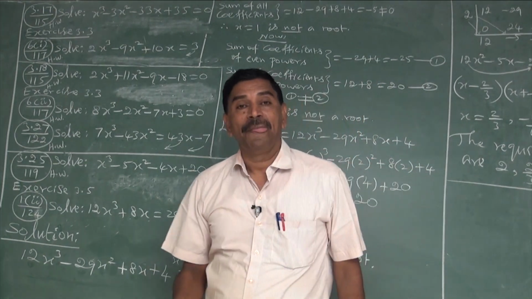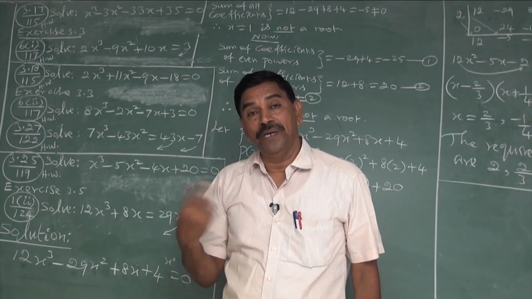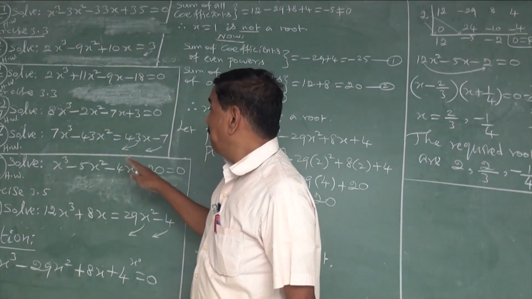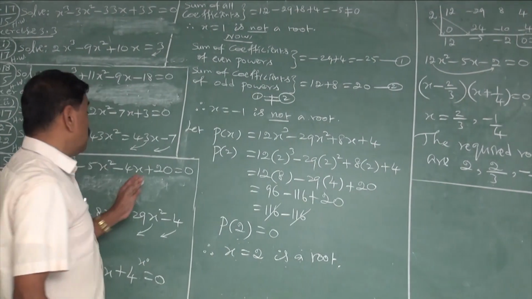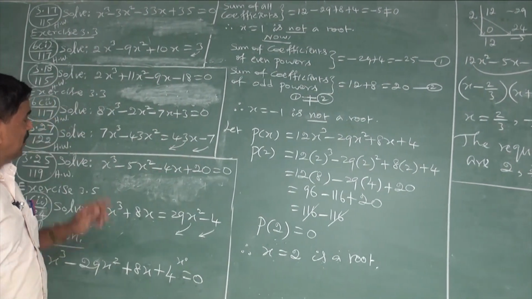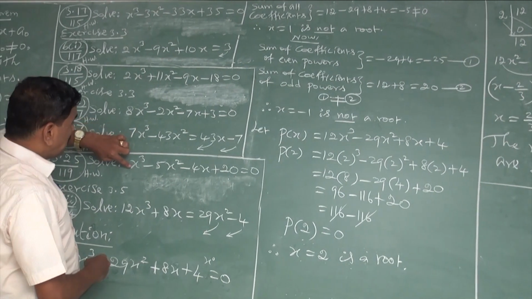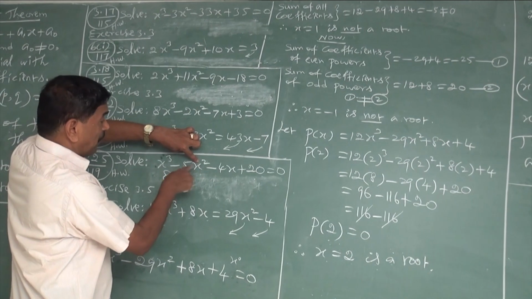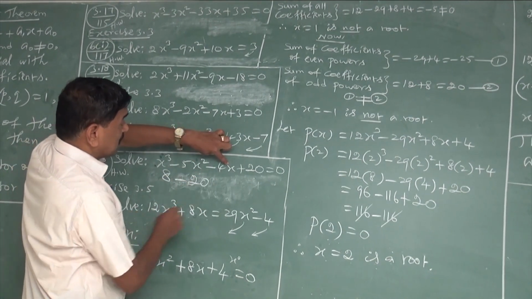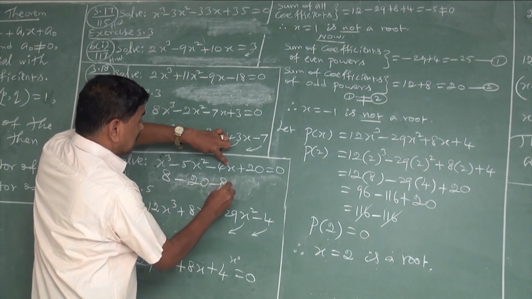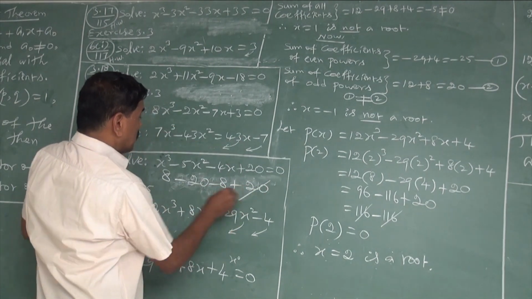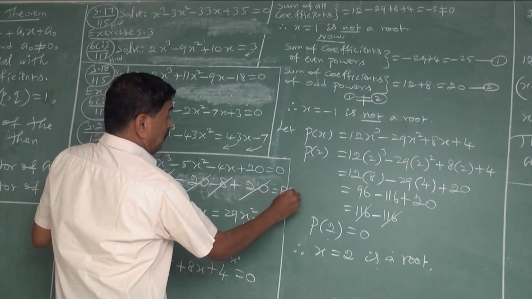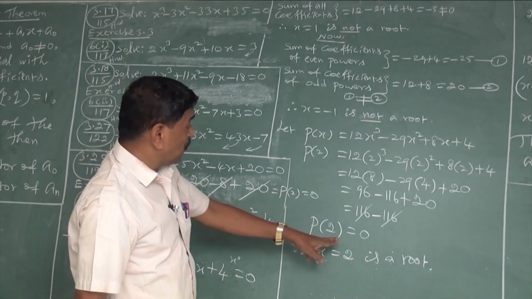Then we want to verify p of 2, p of minus 2, p of 3, p of minus 3, p of 4, p of minus 4, likewise. Here by substituting p of 2, definitely you are going to get the answer 0. See, p of 2 means 2 cube is 8, minus 2 square 4, 5 4s are 20, so minus 20. Next 4 2s are 8, minus 8 plus 20. Now plus 20 minus 20 cancel, minus 8 plus 8 cancel. That is what is meant by p of 2 is equal to 0. Therefore x equal to 2 is a root.